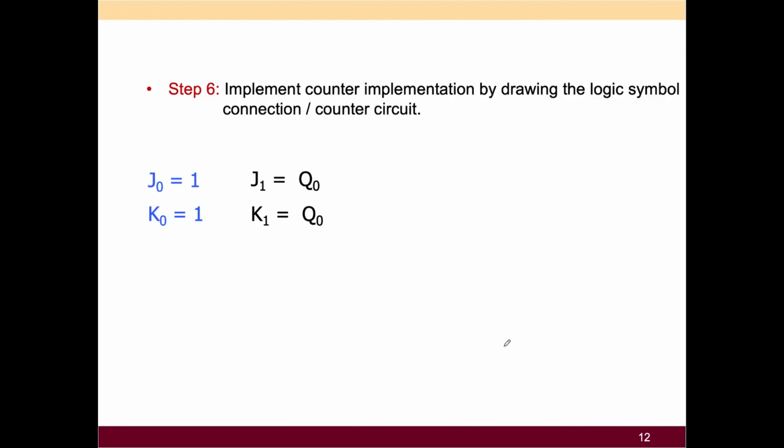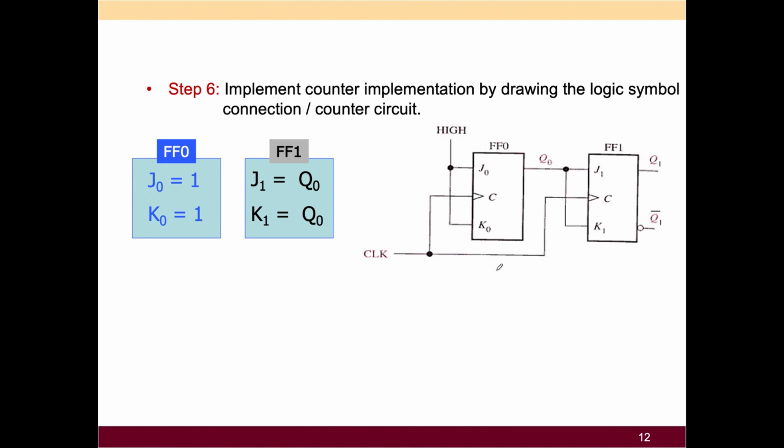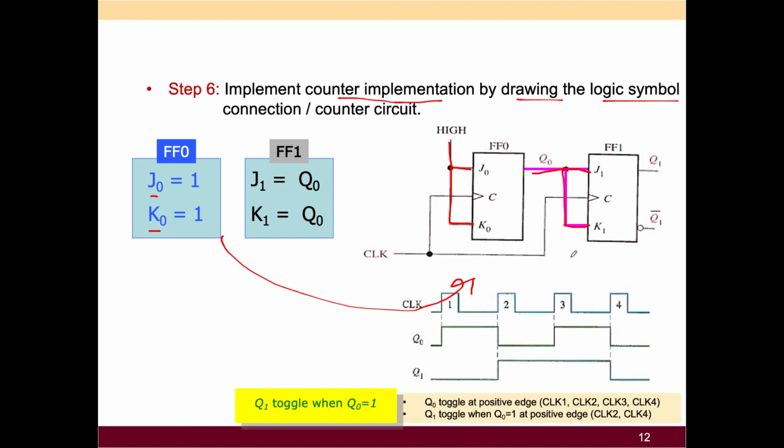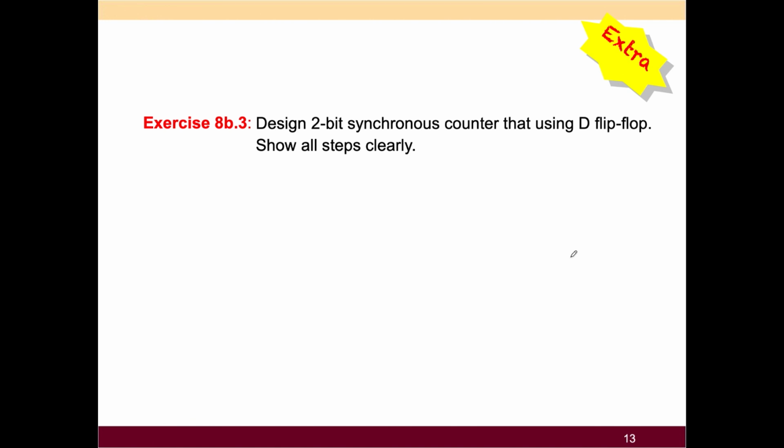So what else? Okay, lastly, under your step 6, what you're going to do is implement it into your counter implementation by drawing the logic symbol. So you have the input of your J and K, it is 1, 1. First of all, your J0, K0 will be 1, which is high. And then you have, of course, the clock. And you have another input J and K. You can see over here, it's connected directly to your Q. So that's why you will get this drawing from your K-map implementations. So this is another exercise, you can try it.